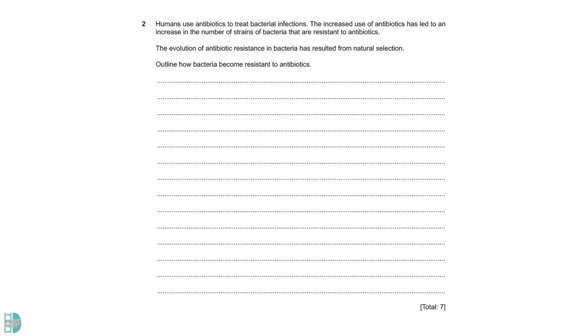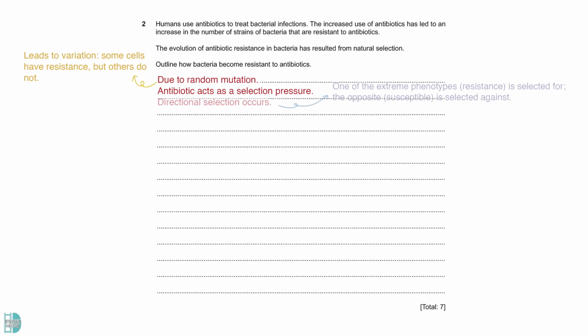Question 2 wants you to outline how bacteria become resistant to antibiotics. The arising of an antibiotic-resistant gene in a bacterium is due to random mutation. This leads to a variation in the bacteria population where some cells have resistance, but others do not. When they are exposed to an antibiotic, it acts as a selection pressure. A directional selection occurs where one of the extreme phenotypes, namely the resistant group, is being selected for, while the opposite is being selected against.